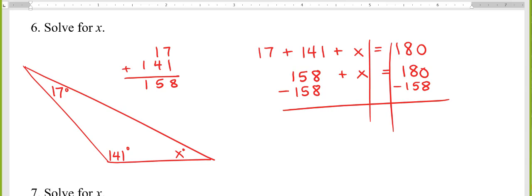So x will equal, doing the arithmetic, 10 minus 8 is 2, 7 minus 5 is 2, 1 minus 1 is 0, so x is 22.